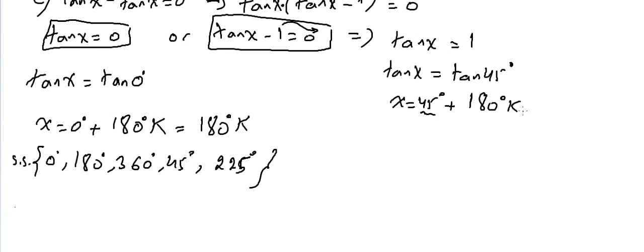You can try the minus. If k is minus 1, minus 180 plus 45, it will be minus 135, below 0, so we don't take this value into consideration. And that's it, part C.